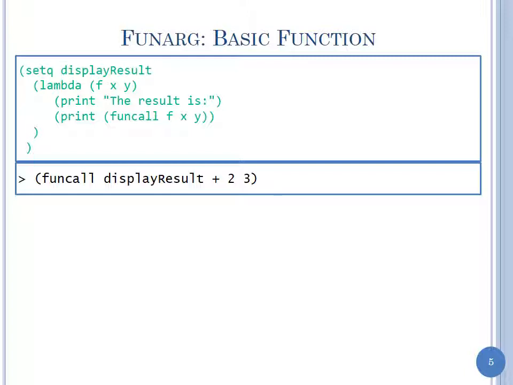Put on your tracing hat. Funcall plus 2, 3. Funcall is going to do what? Evaluate plus. So what should the first argument of funcall evaluate to?